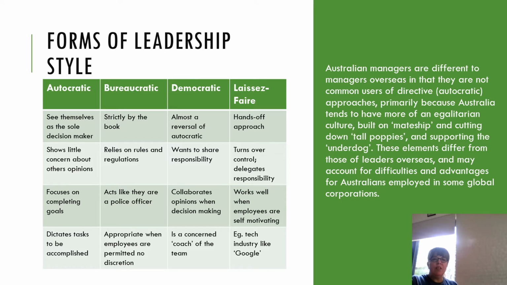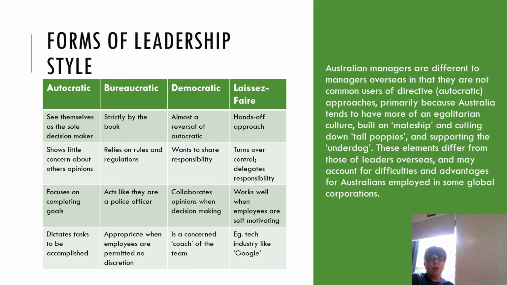Okay, forms of leadership style: autocratic, bureaucratic, democratic, and laissez-faire. Just before I move on to the table, let's read. Australian managers are different to managers overseas in that they are not common users of directive or autocratic approaches, primarily because Australia tends to have more of an egalitarian culture, more equal. It's built on mateship, cutting down the tall poppies and supporting the underdog. So these elements differ from many of those leaders overseas and may account for difficulties and advantages for Australians employed in some global corporations.